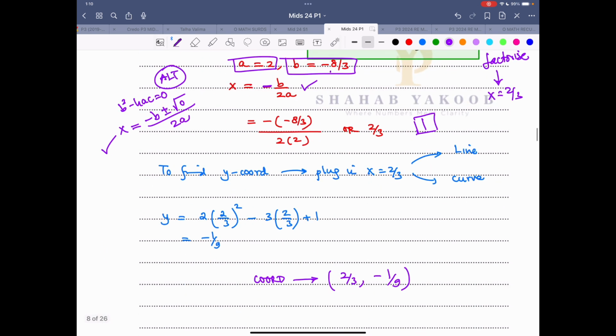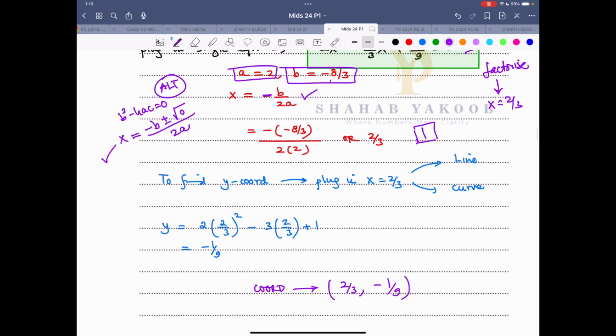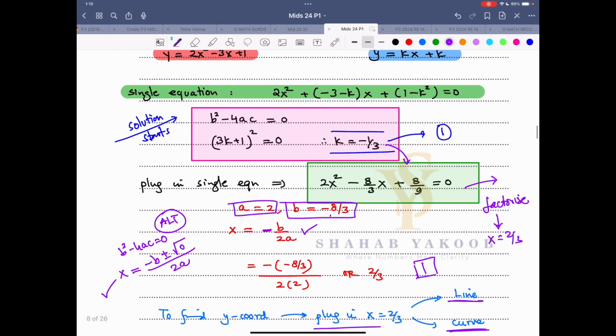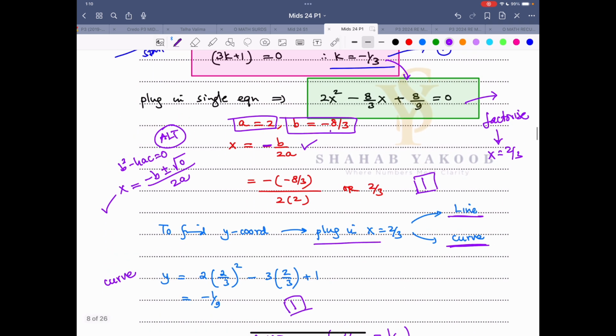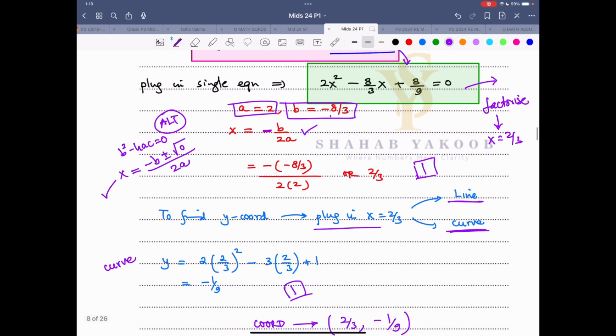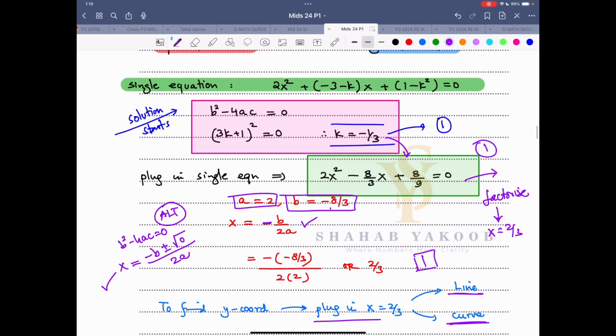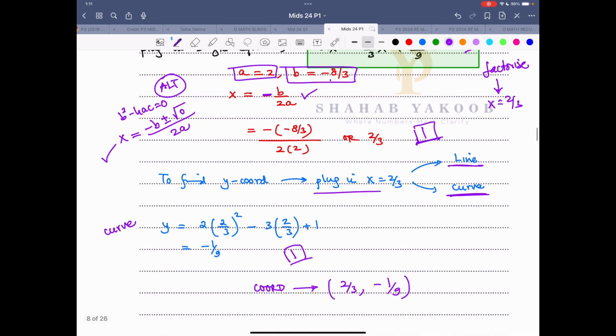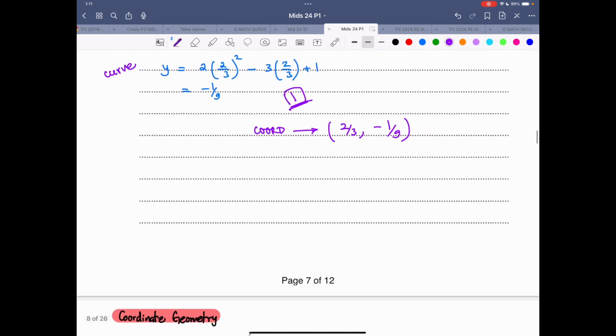That is how I find the x coordinate, and plug in any one of the two equations, either the line or the curve. I plugged in the curve equation, I get 1 point, and they are asking for the coordinates. So basically this thing is one equation. Getting this plugged in is the second equation, a second mark, and then the third mark over here, and then the fourth mark over here.